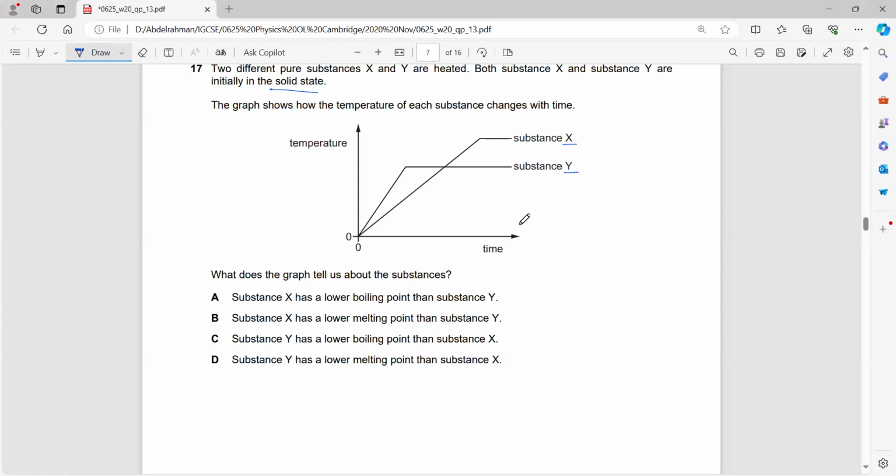Yes, exactly. This is correct. Substance Y has a lower melting point because initially they were solids. So the temperature keeps on rising until it reaches the melting point. So substance Y has a lower melting point than substance X. It's quite easy. Lower melting point.